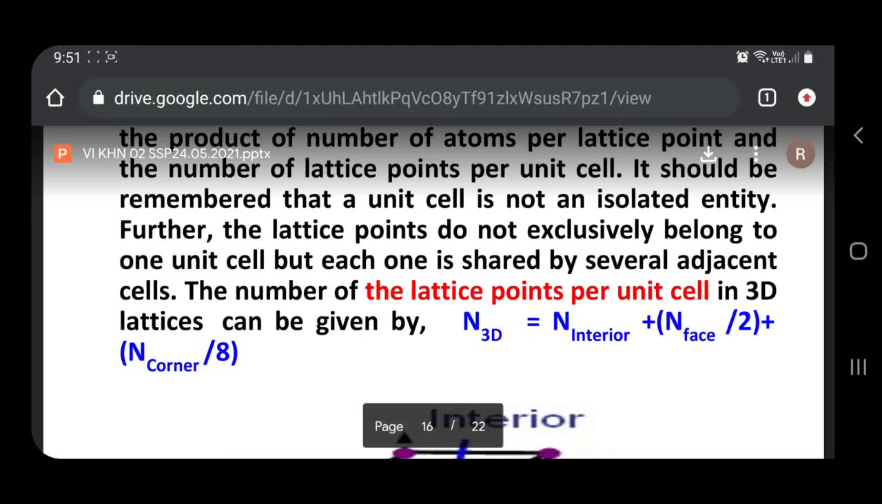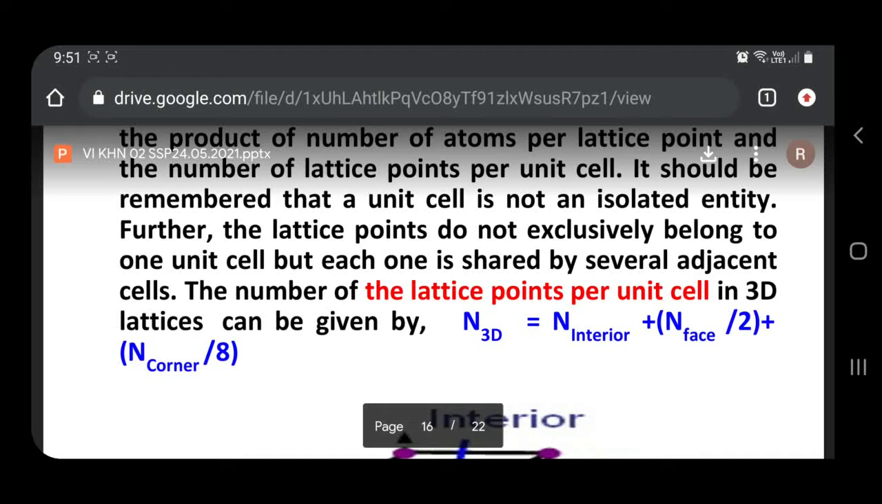Plus, for the calculation of corner atoms, as I mentioned, an atom or a lattice point at each corner is shared among adjacent unit cells, right? It is shared along with 8 adjacent cells. That's why we have to divide it by 8. For the unit cell under consideration, only 1/8 of an atom or a lattice point is contributed to the unit cell. So the simple equation is a very useful relation.